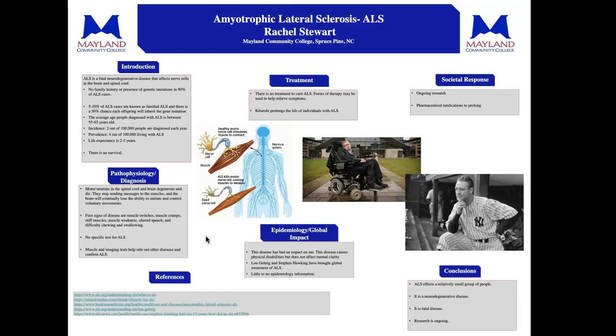So the way ALS works is that motor neurons in the spinal cord and brain degenerate and die. They basically stop sending messages to the muscles, and the brain will eventually lose the ability to initiate and control voluntary movements.